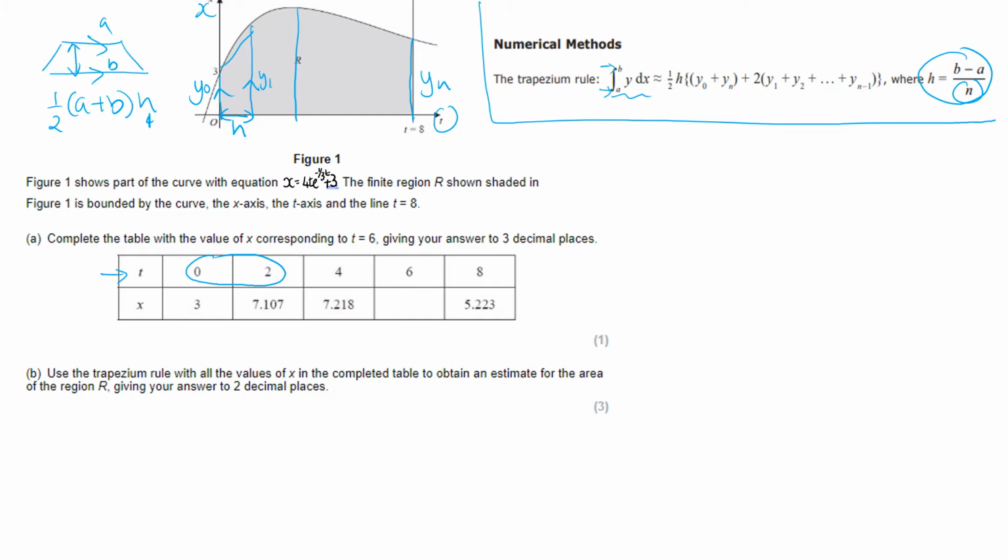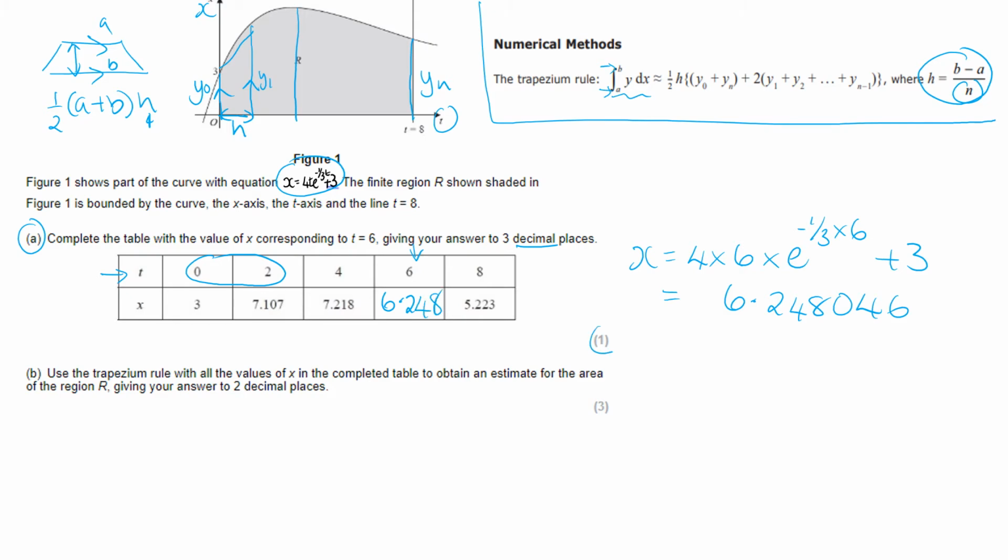But all we need to do for part A is fill in the table and use the equation to get what x is when t is 6. So x is going to equal 4 times t, which is 6, times e to the minus 1/3 times t, which is 6, and then plus 3. If you do all that on your calculator, out will come 6.248046. We want our answer to 3 decimal places, as the rest of the answers are, 6.248. So just 1 mark for doing that.